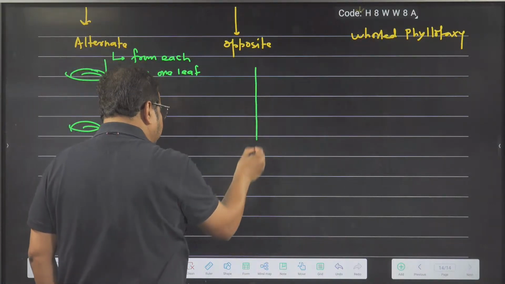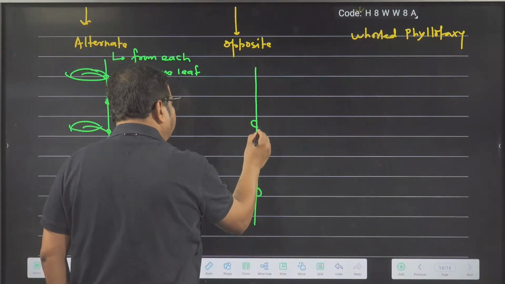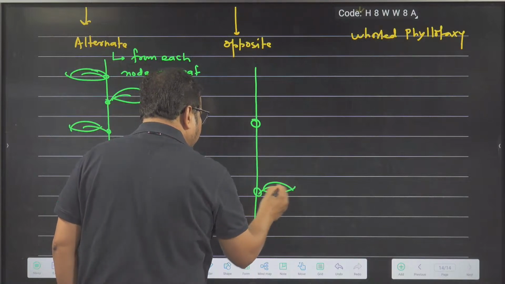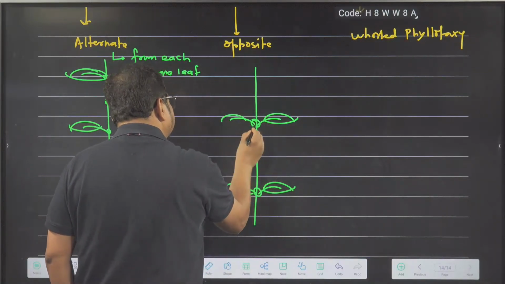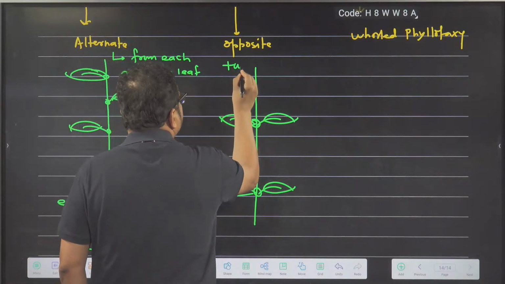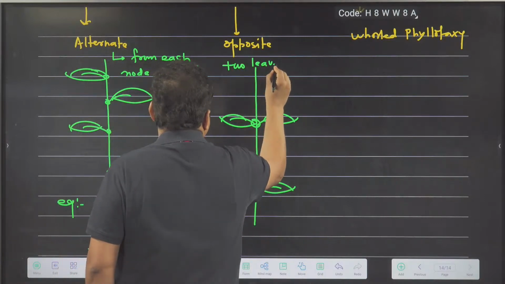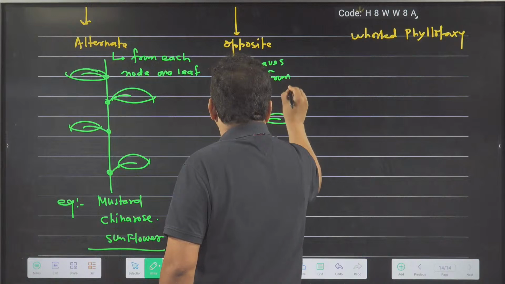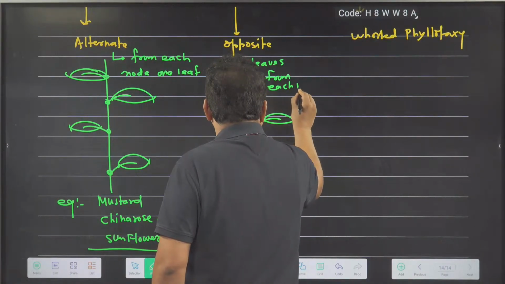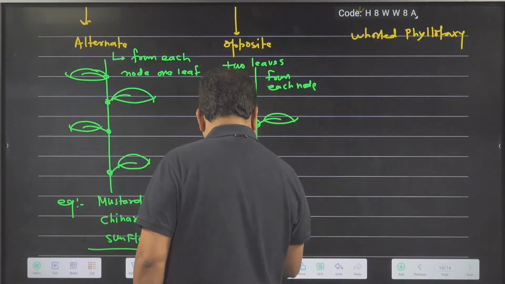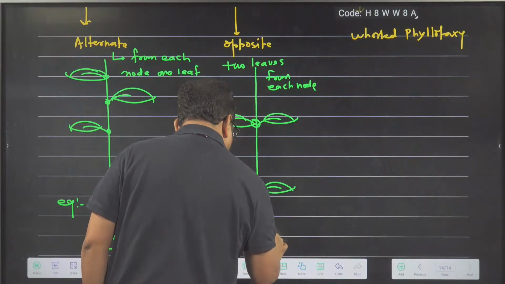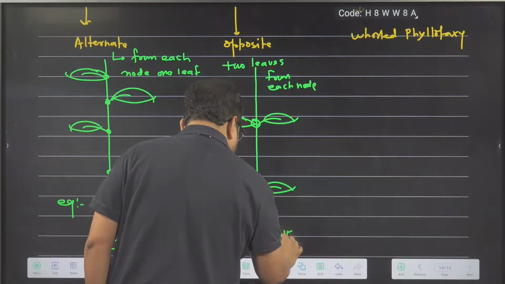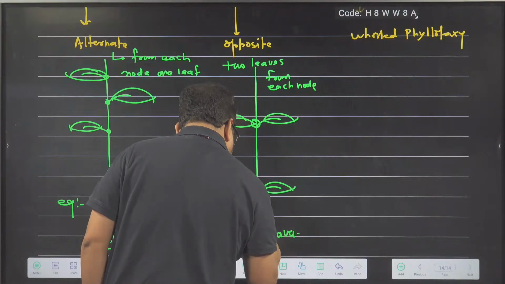In opposite phyllotaxy, from each node, two leaves are arising. It is opposite phyllotaxy. Examples: NCERT wrote guava, and another one is Calotropis.